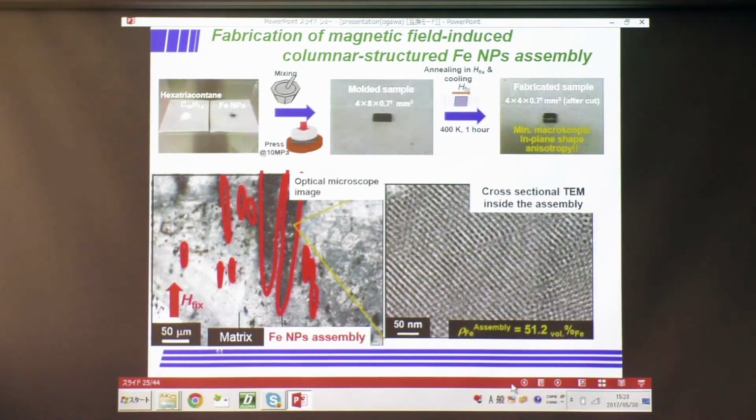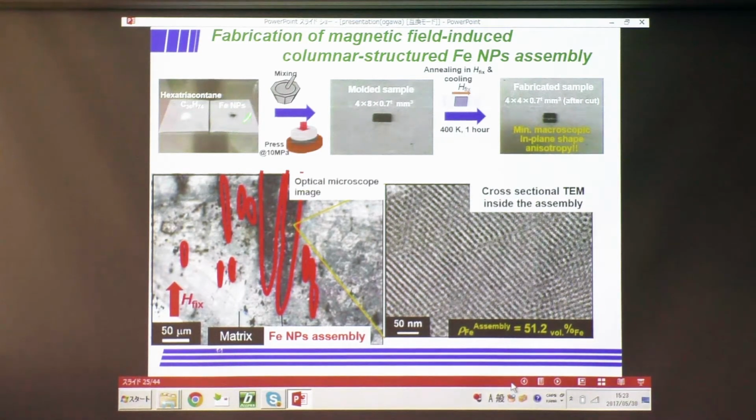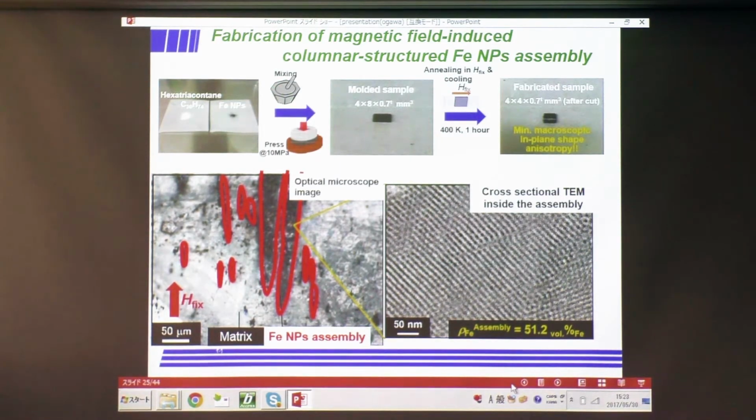And this is the fabrication method for the columnar structure. The matrix material is a hexatorial content, the white powder, and the black powder is a nanoparticle. They are mixed with each other, then pressed and molded at 10 megapascal, and we can get a molded sample like this shape.